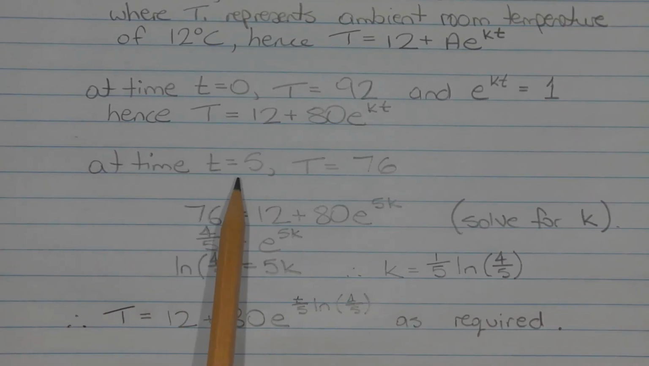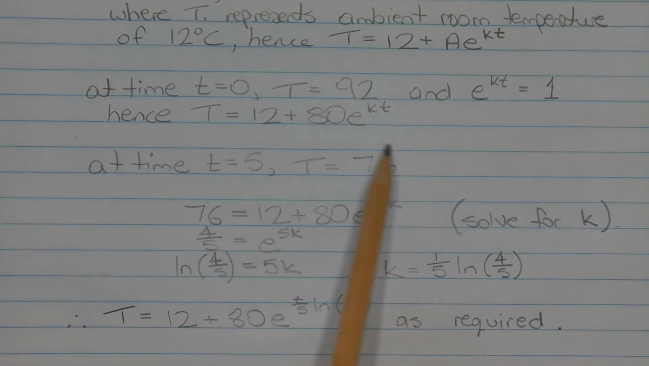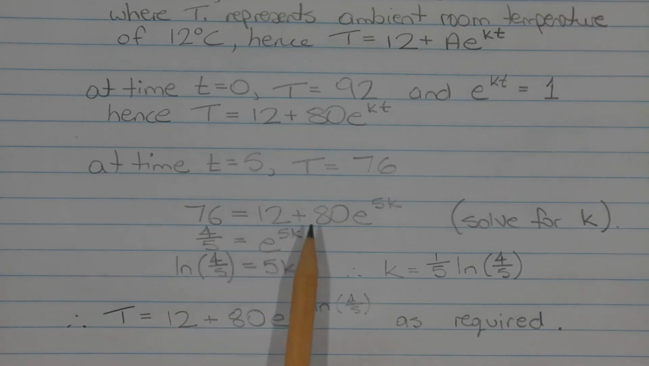At time t equals 5, T equals 76, and we can use this to find the constant of proportionality k. 76 equals 12 plus 80 times e to the power of 5k. Subtracting 12 from both sides and dividing by 80, we have 4 over 5 is equal to e to the power of 5k. Taking the natural log of both sides, we have ln of 4 over 5 is equal to 5k. And then dividing both sides by 5, we get k is equal to 1 over 5 times ln of 4 over 5. Therefore, T is equal to 12 plus 80 times e to the power of t over 5 times ln of 4 over 5, as required.